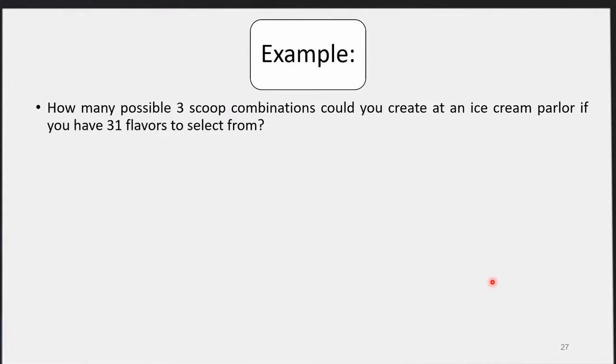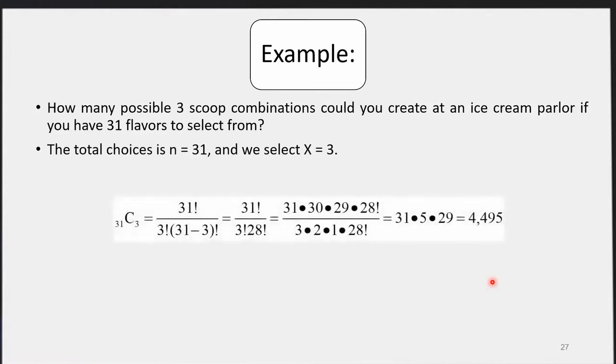How many possible 3-scoop combinations could you create at an ice cream parlor if you have 31 flavors to select from? So you have 31 flavors in total. That means n is equal to 31. And you're asked how many possible 3-scoop combinations could you create? So that means you're selecting 3. So your x is 3. So out of 31, how many ways are there for you to select 3? That is given by the particular equation. We can use the equation, n is 31, x is 3. You directly substitute the numbers and you get the answer as 4,495.